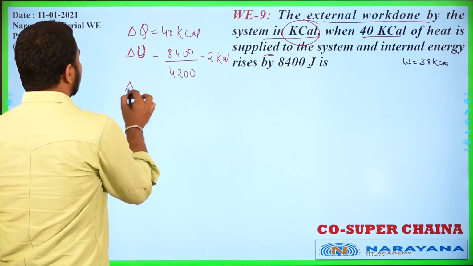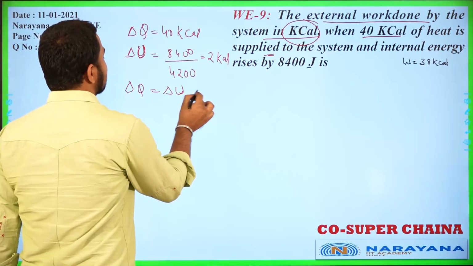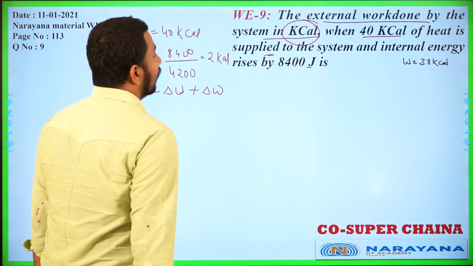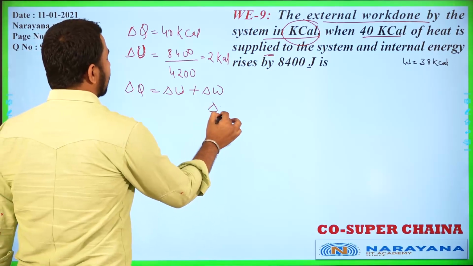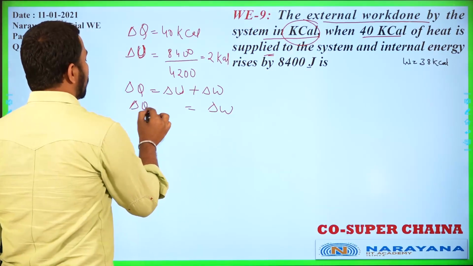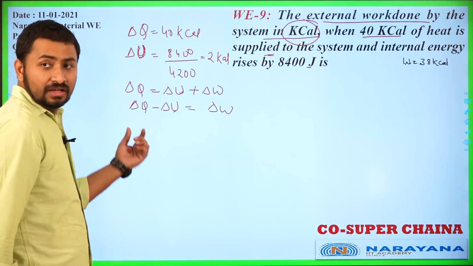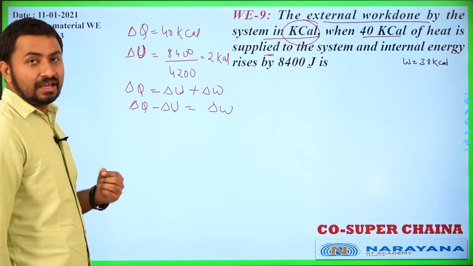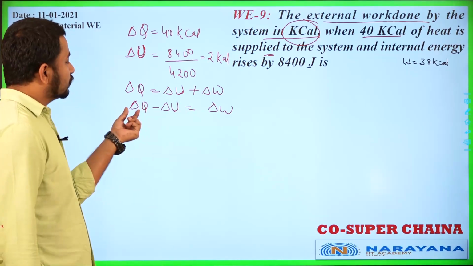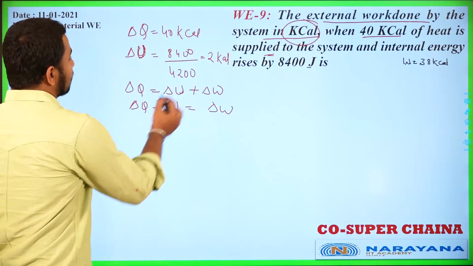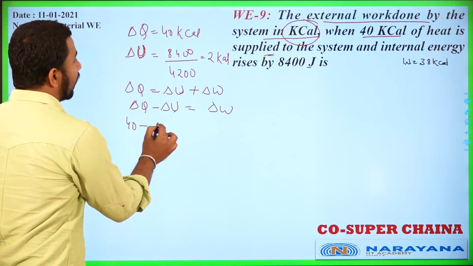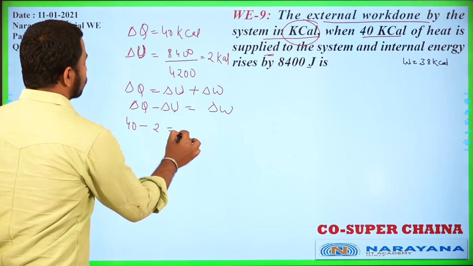So delta Q is equal to delta U plus delta W. You have to find work done here. Delta W will be equal to delta Q minus delta U, right? Just carefully substitute the values: 40 minus 2, that will be equal to delta W.